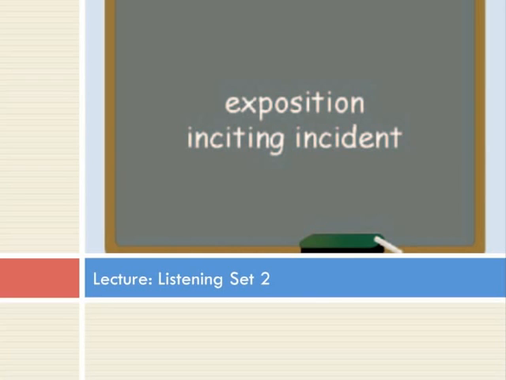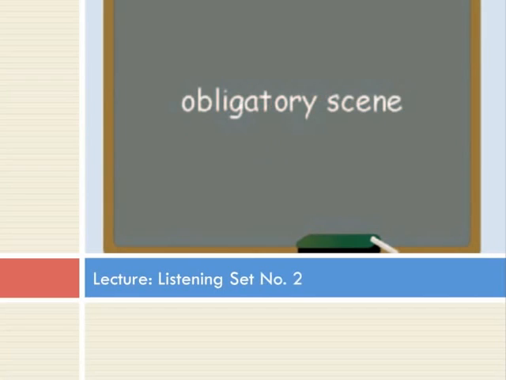The reversals of fortune continue, increasing the audience tension and excitement, making them wonder if everything's going to come out okay or not. Next comes an element known as the obligatory scene. It's a scene, a moment in which all the secrets are revealed, and generally things turn out well for the hero and others we care about. A happy ending of some sort.